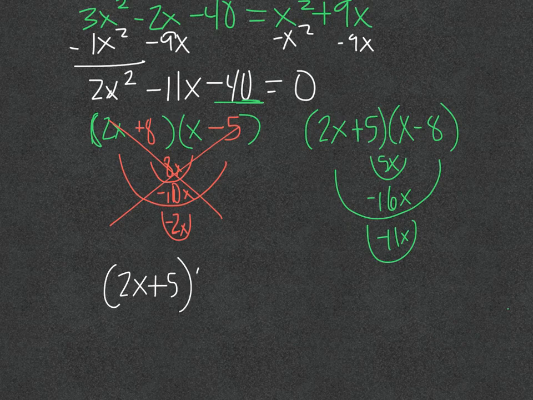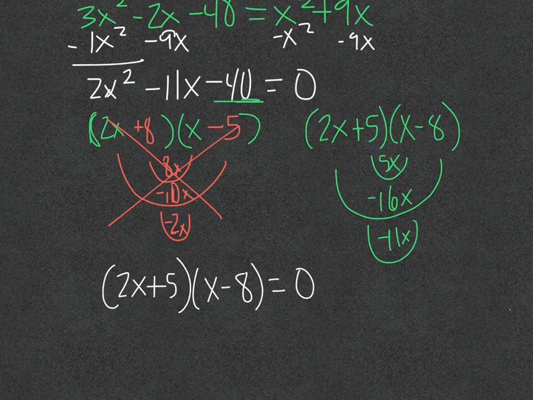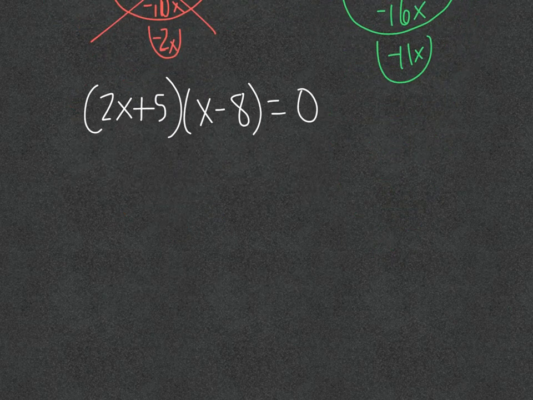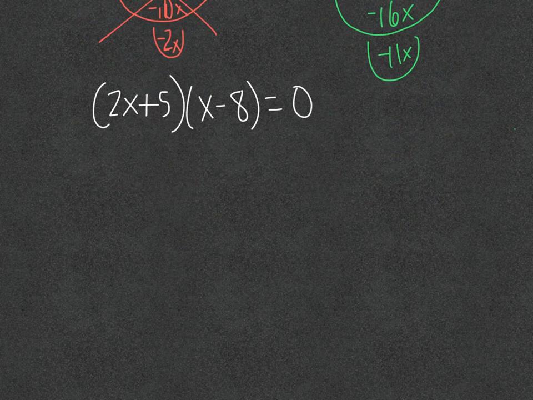2x plus 5, and then x minus 8, and that equals 0. Remember, the whole point of this is I'm trying to solve it. So I'm going to set each of these equal to 0.